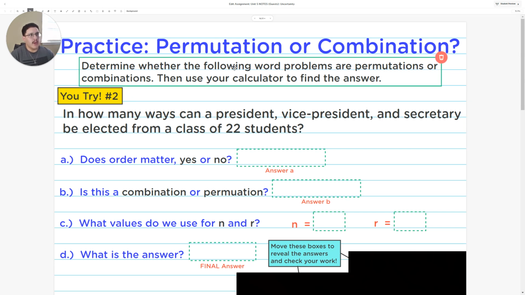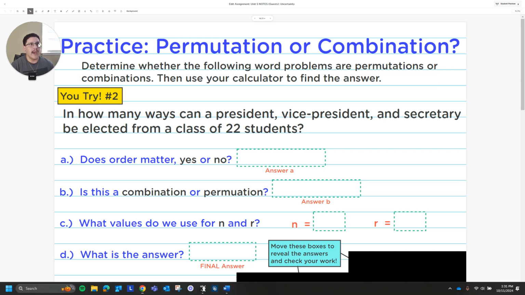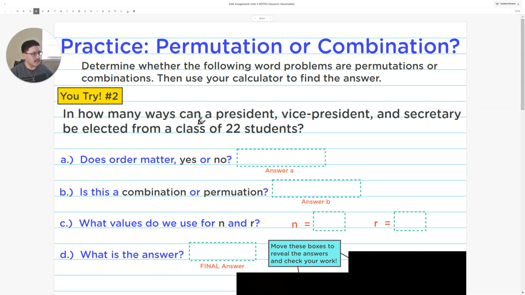So again, we're going to determine whether the following word problems are permutations or combinations, and then use the calculator to find the answer. In how many ways can a president, vice president, and secretary be elected from a class of 22 students?